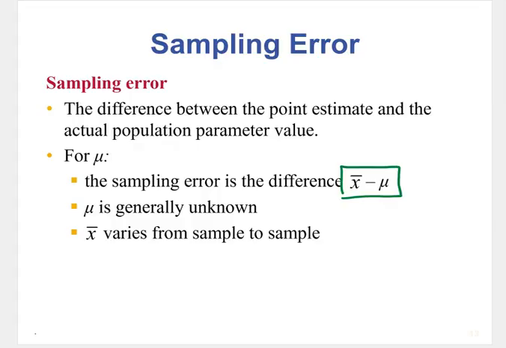Right, so the difference between our sample statistic versus our population parameter. The mu itself is generally unknown. We may know it though, they might even tell us what it is. And X bar varies from sample to sample.